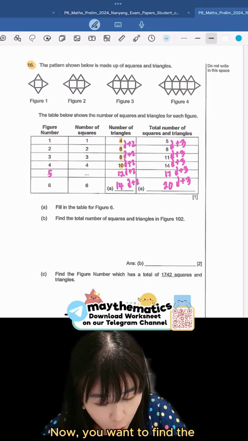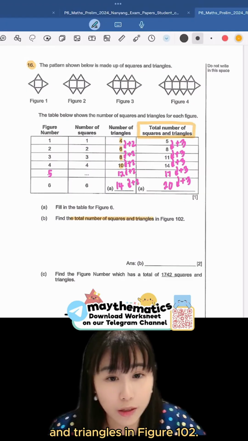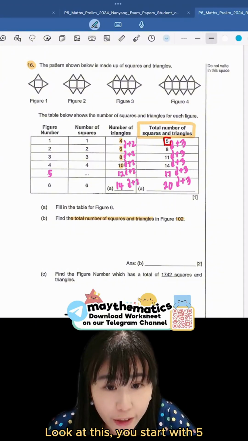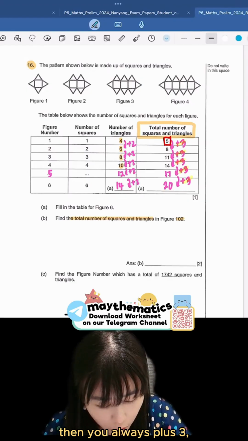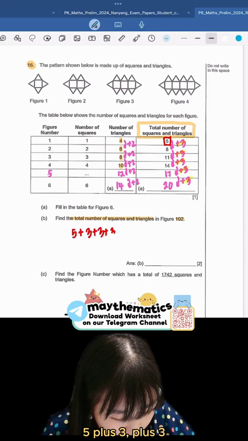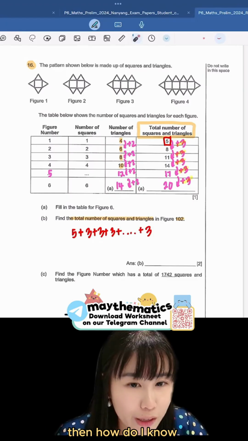Okay, so now you want to find the total number of squares and triangles, means you need to find this one, total number of squares and triangles. In figure 102, look at this, you start with a number 5. Then you always plus 3 plus 3 plus 3 plus 3 plus 3, yeah? Okay, so this is what is going to happen. 5 plus 3 plus 3 plus 3 plus, I don't know how many 3s. Then, how do I know how many 3s there are?